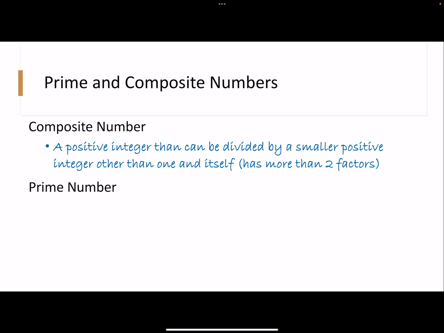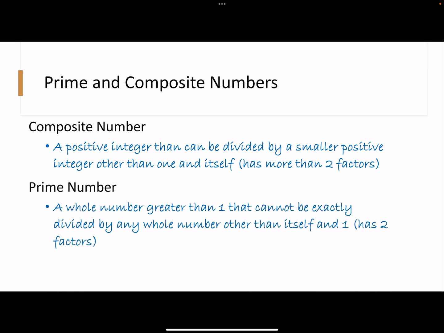A prime number is a whole number that is greater than 1. Remember, whole numbers are 0, 1, 2, 3, 4, 5, and so on. It cannot be exactly divided by any other whole number other than itself and 1. In other words, it only has 2 factors. An example of a prime number is 7. The only 2 whole numbers that multiply together to give me 7 are 1 times 7. So that would be an example of a prime number.